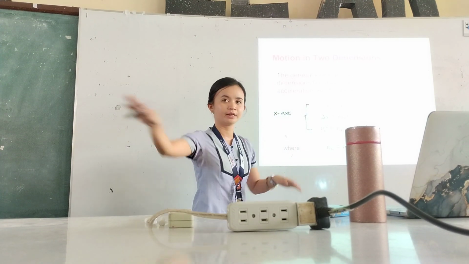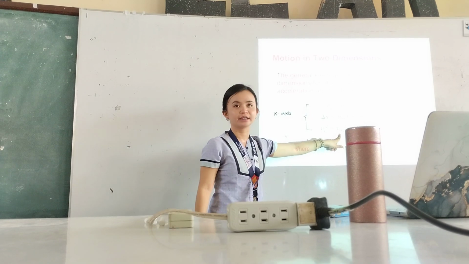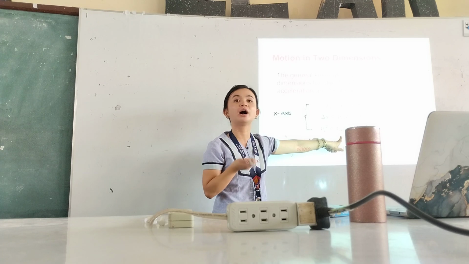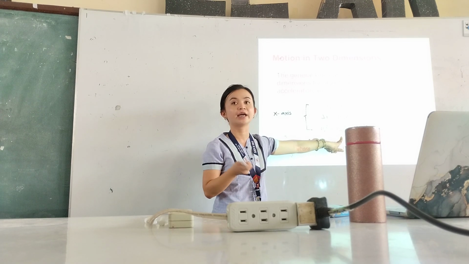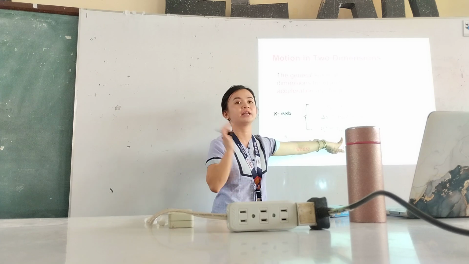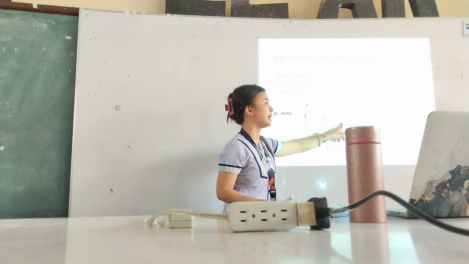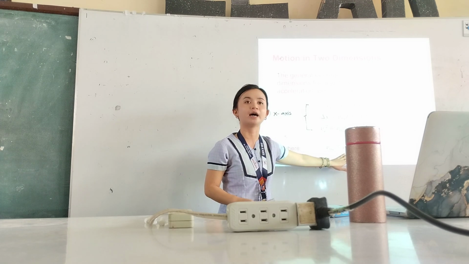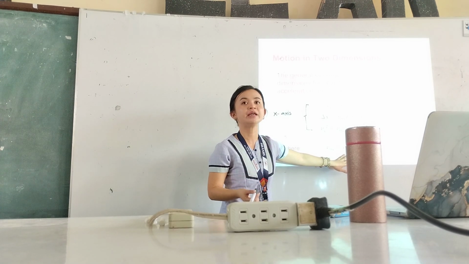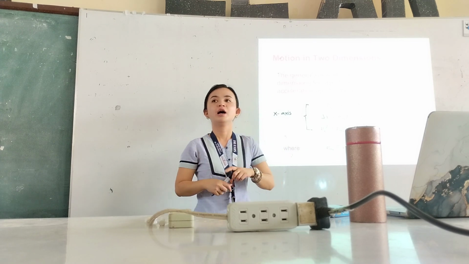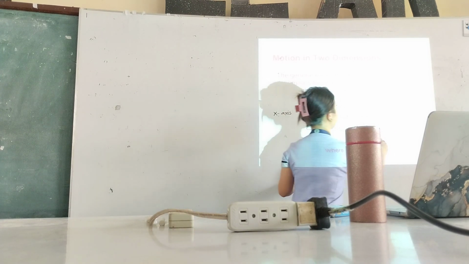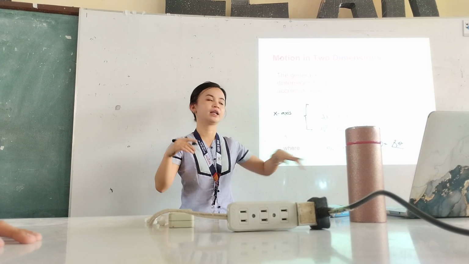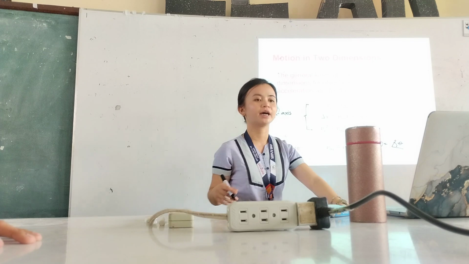Now, for the V of x, when motion in two dimensions involves y, you have your angle. You have the x component, the y component, and an angle. So therefore V of x is equal to V of cosine theta, meaning the angle here is from the horizontal. So this is your cosine theta.